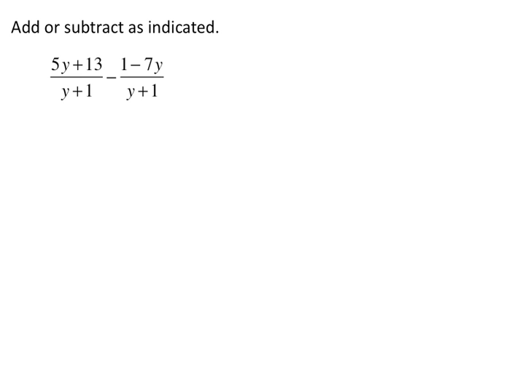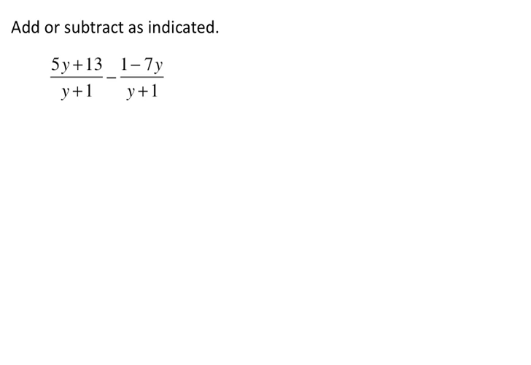Add or subtract as indicated. When we're adding or subtracting rational expressions, we have to follow the same rules as if we were adding or subtracting regular fractions. So the first thing we have to check for is to see if we have a common denominator. If we have a common denominator, then the problem's already halfway done for us, so it's a lot easier to solve.